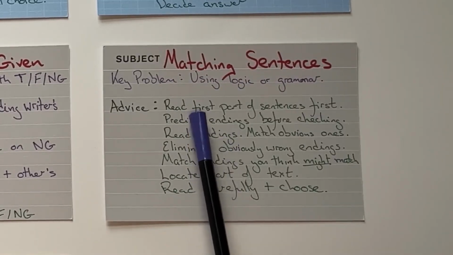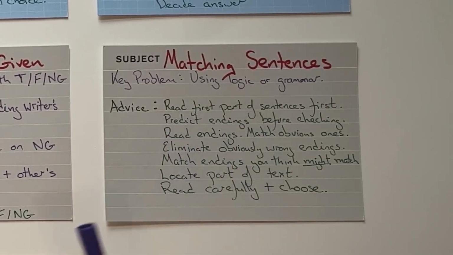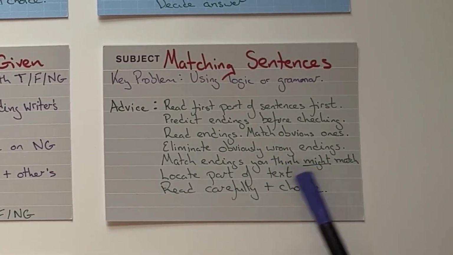So my advice is to read the first part of the sentences first, read those and understand those, predict the endings before checking, then and only then read the endings, and match the obvious ones. Are there any ones that just have to be it? And it will be extremely obvious if that's the case. Then eliminate obviously wrong endings, and then match endings you think might match, so you might have one or two different options. Locate the part of the text where the correct answer is, and then read that part carefully and choose the correct answer.